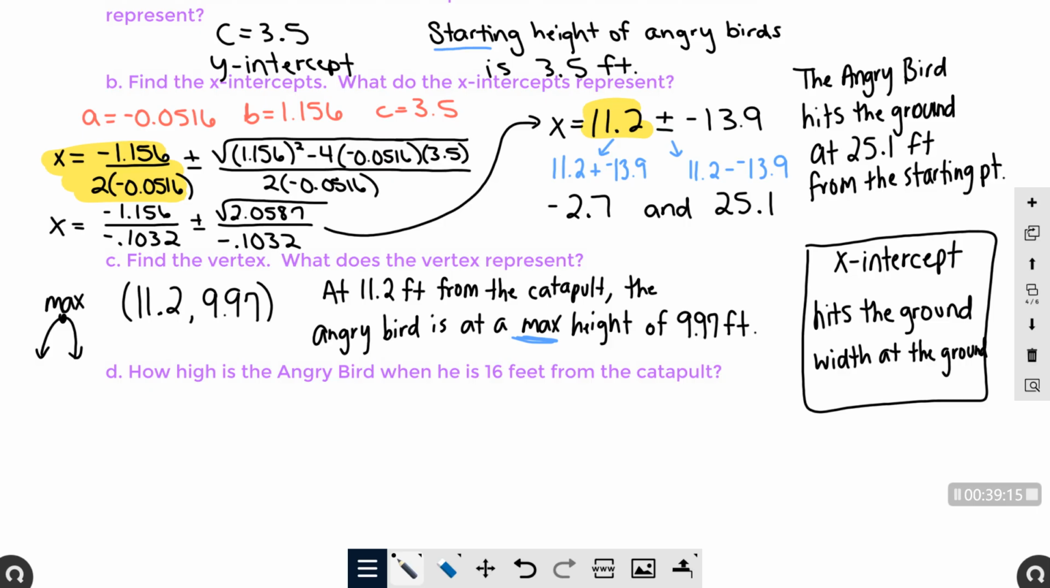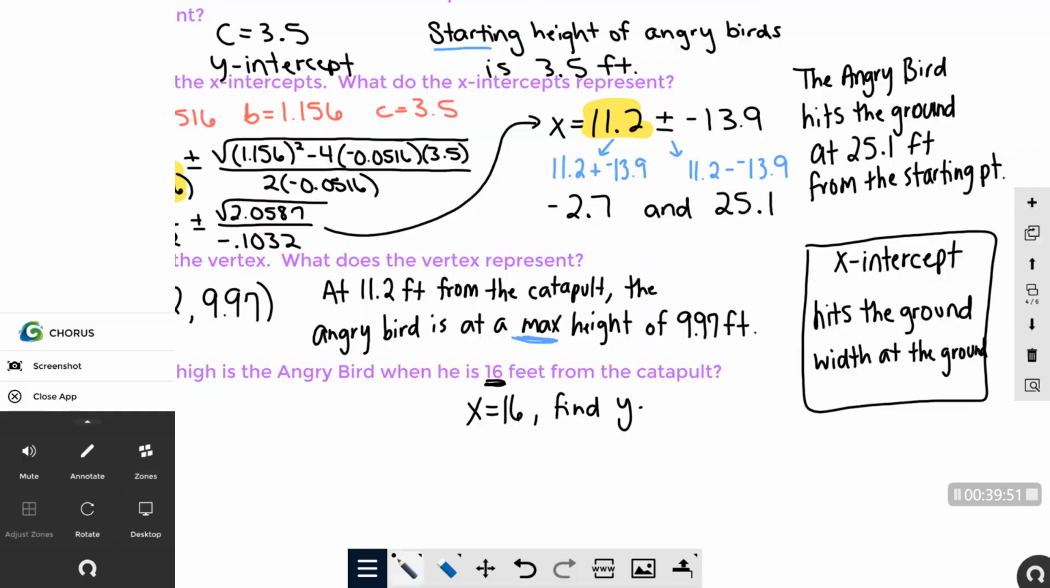All right, last problem here. How high is the Angry Bird when he is 16 feet from the catapult? So what is this 16 talking about? It's the x value. It's saying it's 16 feet from the catapult, so this is the x value. So it's giving us an x. What do you think it wants us to do? Find y. How can we find y? It looks like it's 5 on the graph, but how do we find it by hand or maybe with a calculator? Plug it in. That's right.